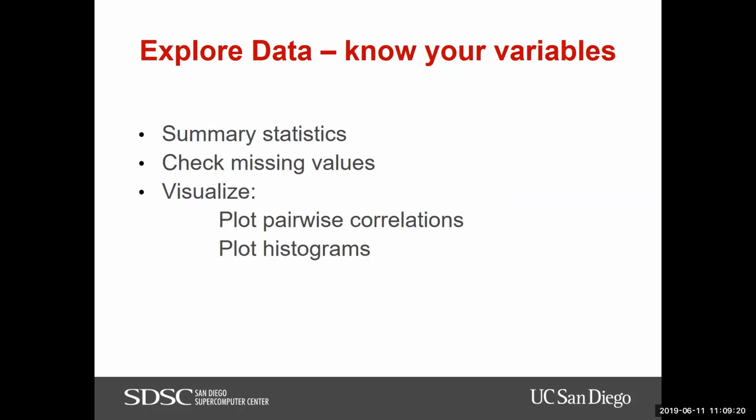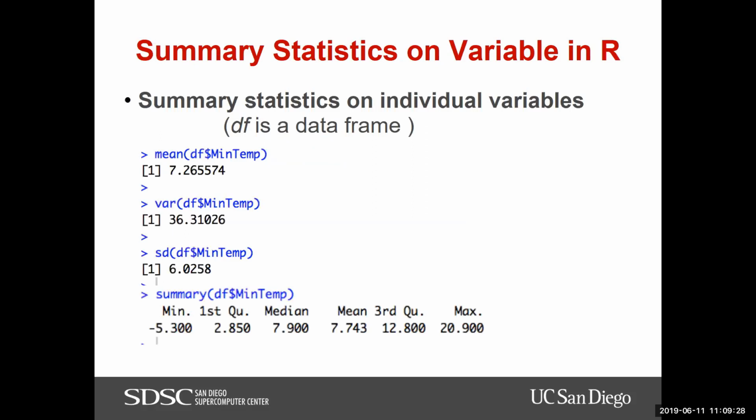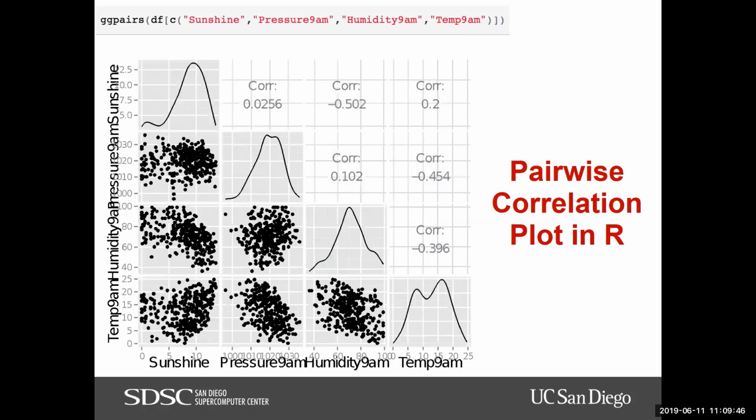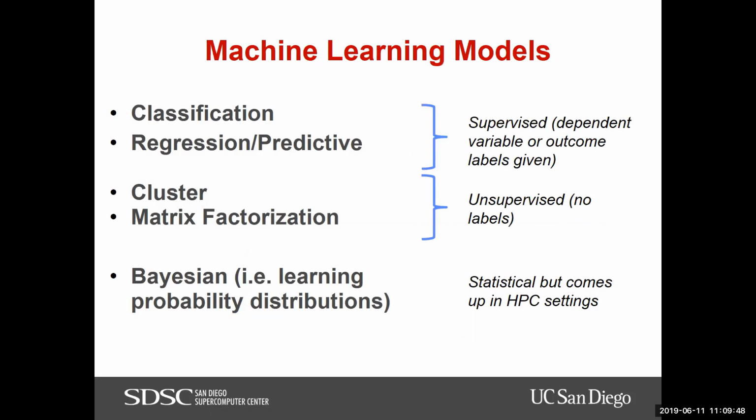Okay, and one way to know your variables is to do summary statistics. We check missing values. We do kinds of visualizations. In the next few slides, I'm not going to talk about these in detail, but here are some examples of how you might use R to get some summary statistics, taking means, variances, looking at quantiles. R is very good for that. Looking at histograms, correlation plots. Those are the kinds of things that you spend a lot of time with, but they're really necessary to do good machine learning.